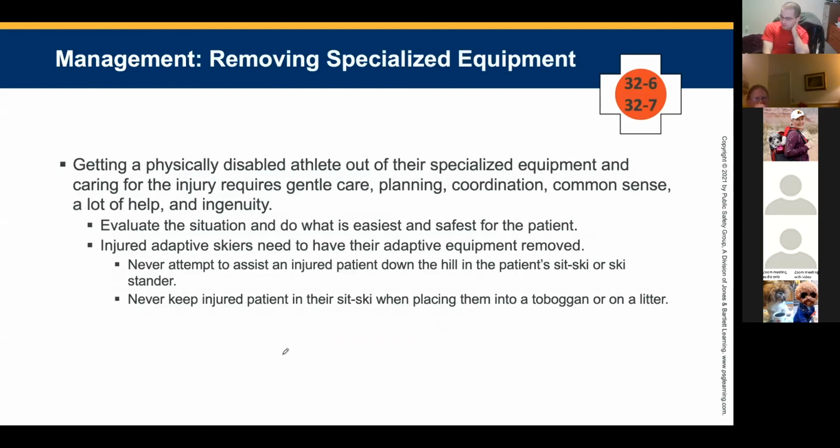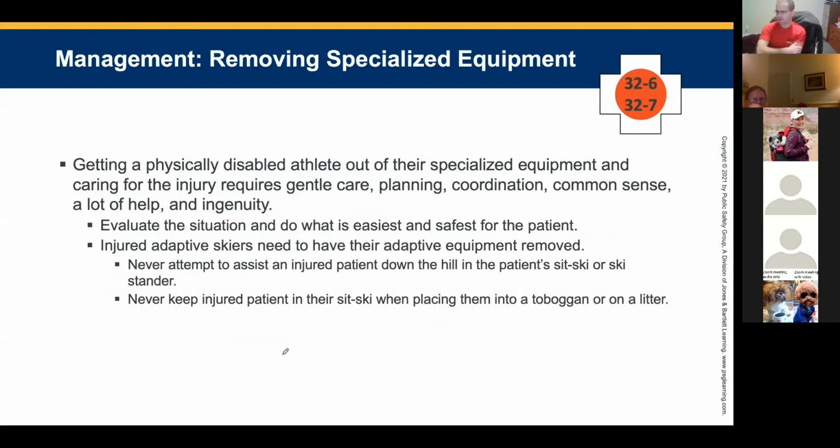Moving on, let's talk about removing equipment. Getting a physically disabled athlete out of their specialized equipment and caring for the injury requires gentle care, planning, coordination, common sense, and a lot of help and ingenuity. So we want to evaluate the situation and do what is easiest and safest for the patient.